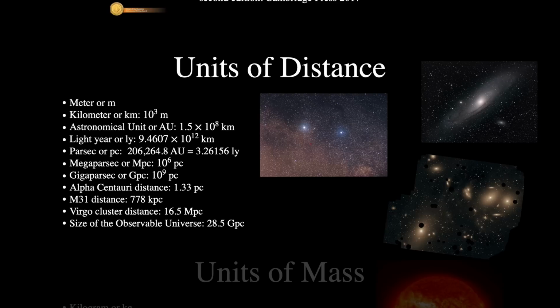The size of the observable universe, the size if we look one direction and turn our heads 180 degrees and look the other direction, that is the observable universe. And that goes in any direction in which we look one way or the other. And the diameter of that is approximately 28 or 29 gigaparsecs. So these units of distance are very large.